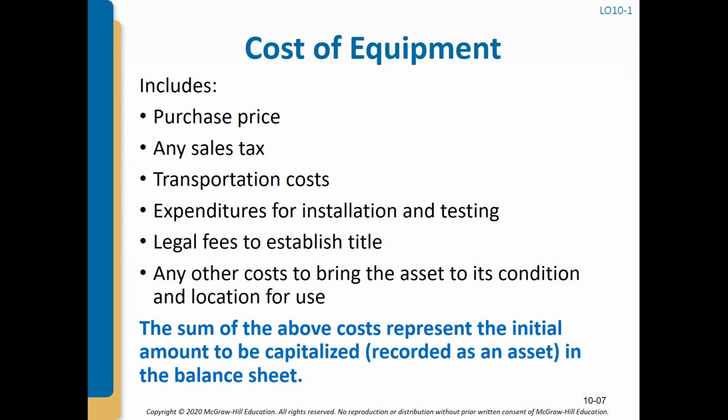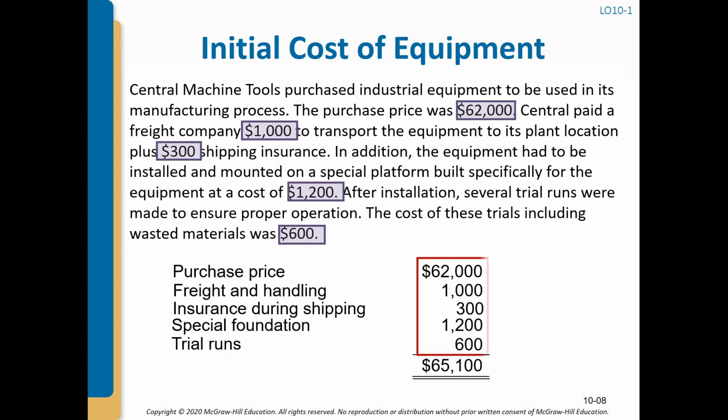And now let's see, the cost of equipment includes purchase price, any sales tax, transportation costs, expenditures for installation and testing, legal fees to establish title, and any other cost to bring the asset to its condition and location for use. The sum of the above costs represents the initial amount to be capitalized in the balance sheet. Okay, and here is an example.